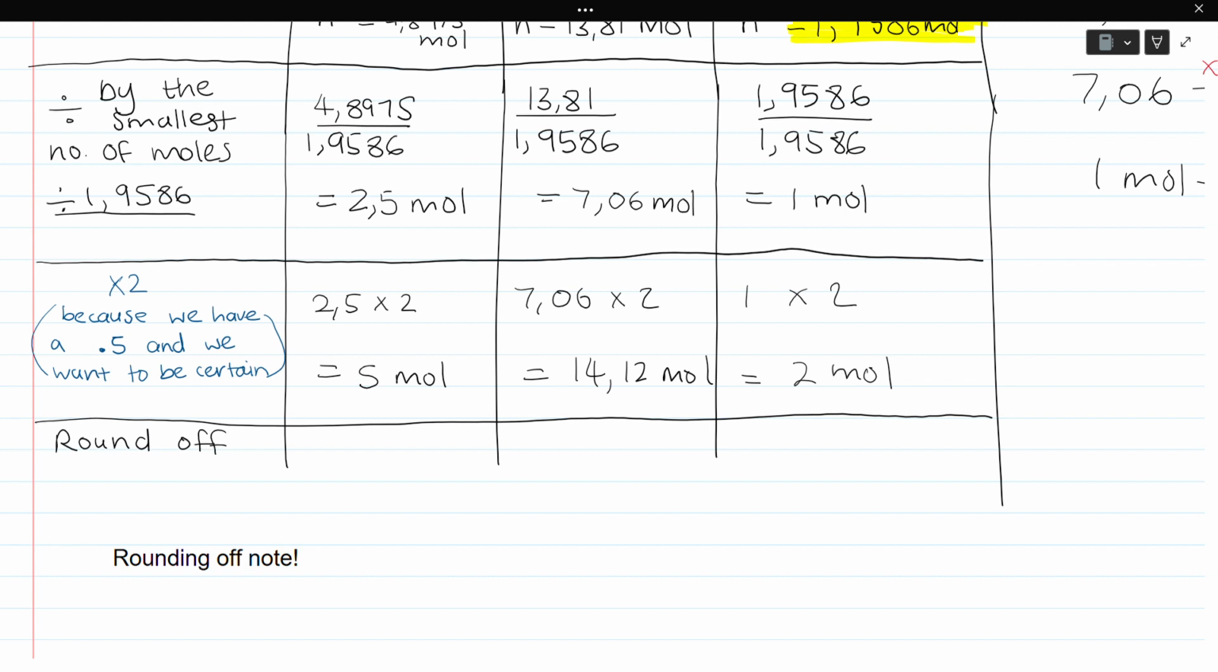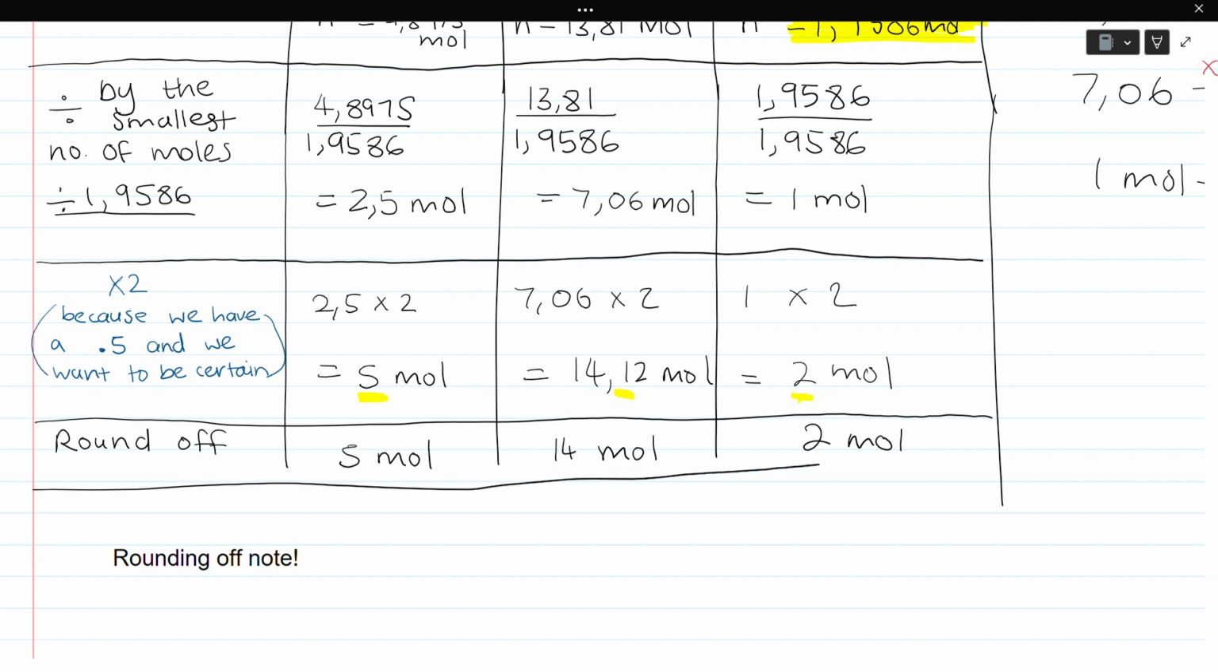So now you look and you see that it's now become easy to round off because you've got easy numbers. You've got 5, which is already rounded off. You've got 14.1, which is going to be rounded down to 14, and 2 is a nice number. So you have 5, 14, and 2 moles. And that is now your final answer.